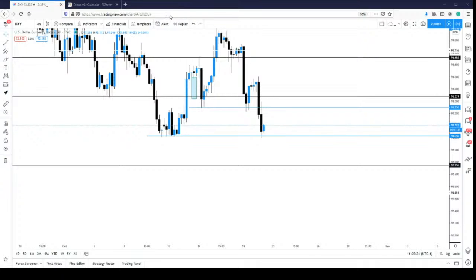So this will pretty much conclude the end of the free segment of the session. We now have a bias for the dollar index. Now we're going to go into the paid side of things, where we'll be looking at some specific setups.